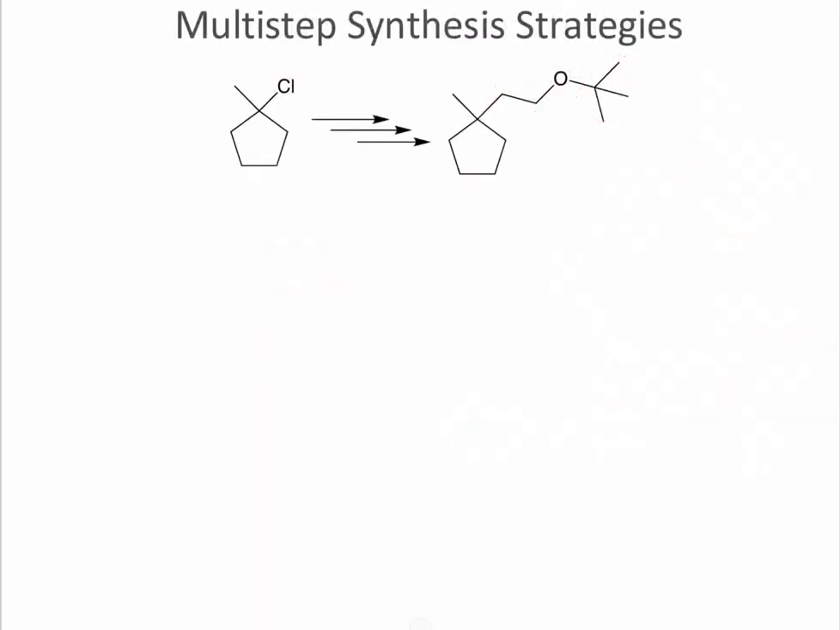Here is an example of a multi-step synthesis. So we do have an alkyl halide as a starting material, and we want to form this complex ether. Okay? So the first step would be to think of how do we perform this kind of transformation. Well, with the presence of the halide, we can actually form a carbon-carbon bond if we transform the alkyl halide into a Grignard reagent.